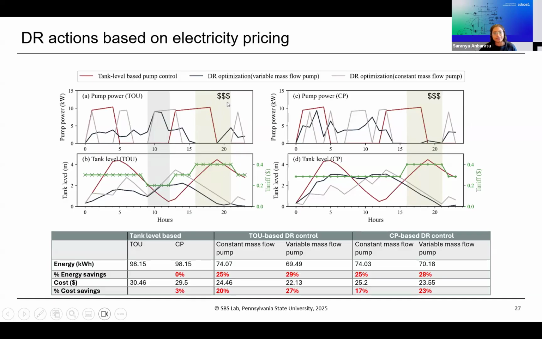So if you see these patches here with multiple dollar signs, these are the high price periods. So we do see, other than this red line, all the others, the optimizer is just trying to make sure we don't do pumping at this time. So that was a study considering two infrastructure systems that was using the SEC library.